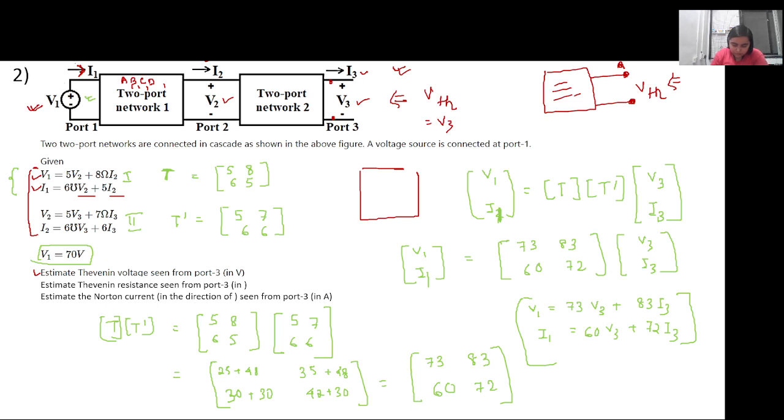Excuse me, ma'am. Yes. Can you explain a little bit about the multiplication of these matrices, how the elements are multiplied? Yeah, sure. Thank you. Just hold on.